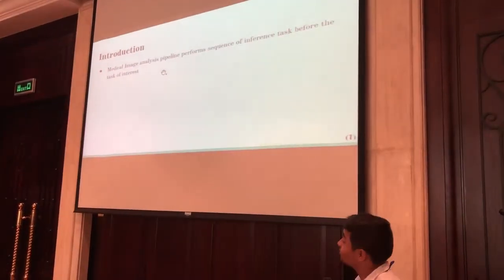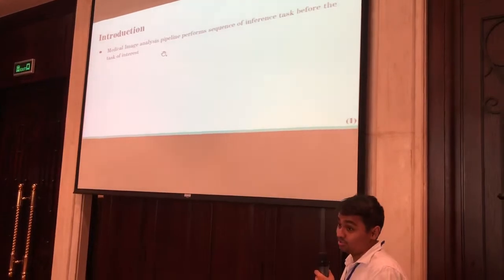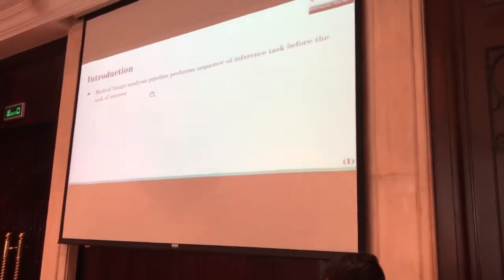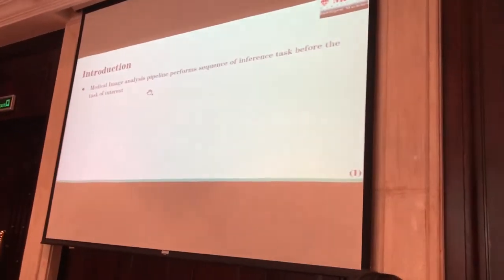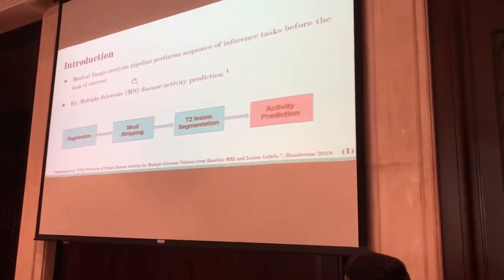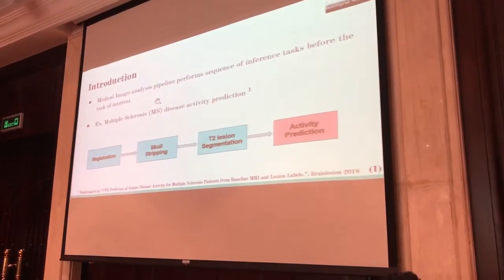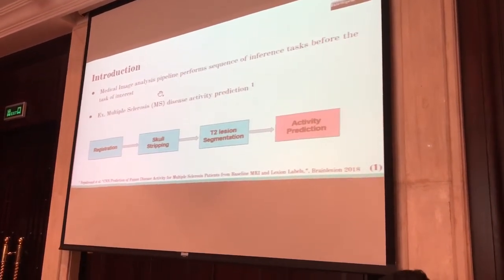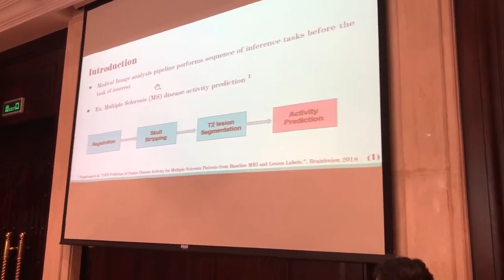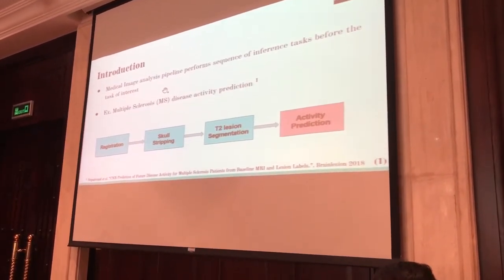Let me give you an introduction. Generally in a medical imaging task, we have a cascade of inference tasks before we do the downstream task of interest. Let's take an example of multiple sclerosis disease activity prediction. In it, we try to see if a patient at time point T is going to be active in the future or not.